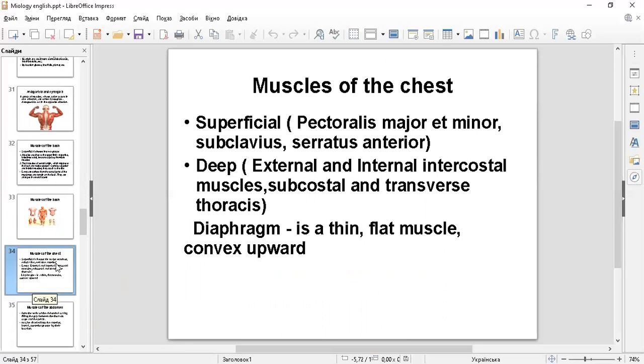Muscles of the chest. Superficial: pectoralis minor, subclavius, serratus anterior muscle. And deep: external and internal intercostal muscles, subcostal and transverse thoracic muscles. The diaphragm is a thin flat muscle, convex upward.